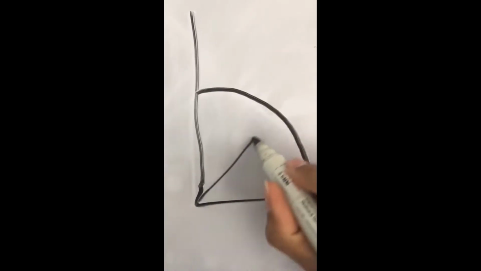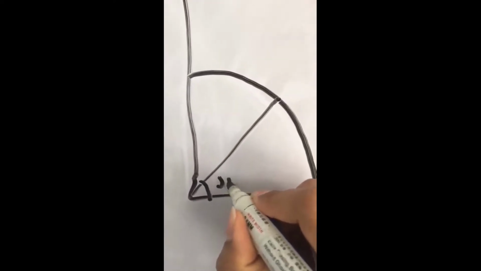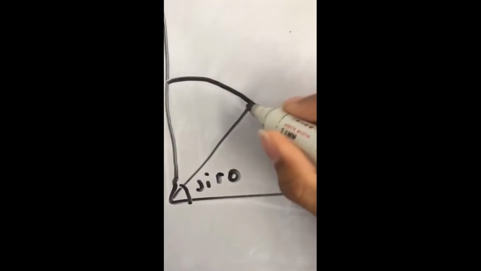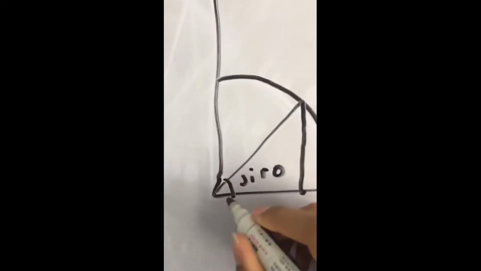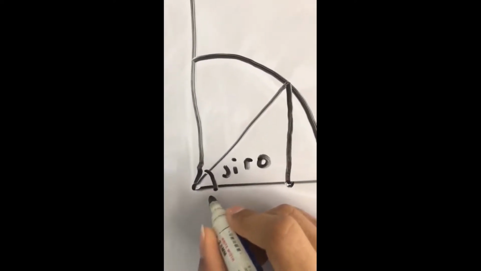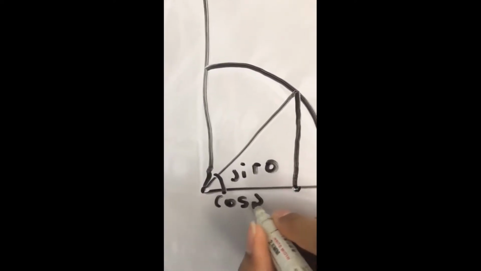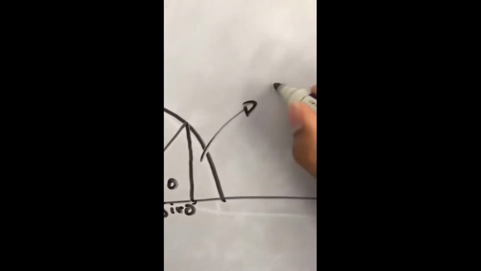So we're going to draw a radius from the center to one of the points on the diameter. We're going to call the angle between this Jiro. If this angle is Jiro, this would mean this length from the origin to this point over here would be cos Jiro, and this length over here would be sin Jiro.